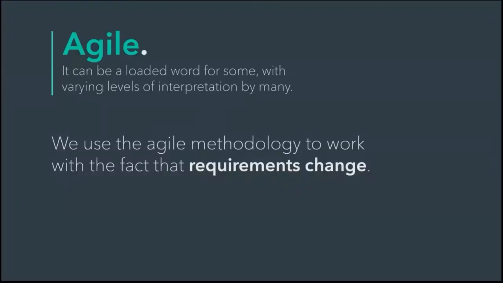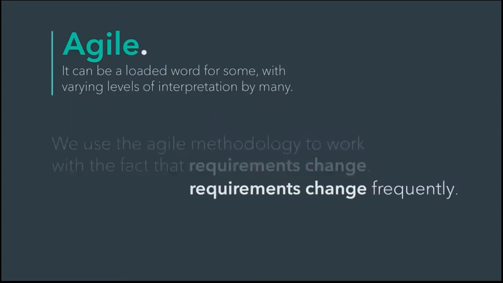Now, this approach of short development cycles, continuous deployment, and close collaboration is not a new approach in and of itself. Those of you in software development may be familiar with agile development. Those of you familiar with the word agile may cringe a little bit at the word. It can be a loaded word, and there's many different ways to interpret what exactly agile development means for your company. We call our approach agile automation, and to us, it's pretty simple. It's just an approach to work with the fact that requirements change. In fact, requirements change frequently.